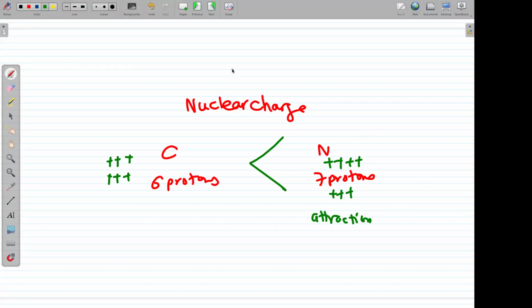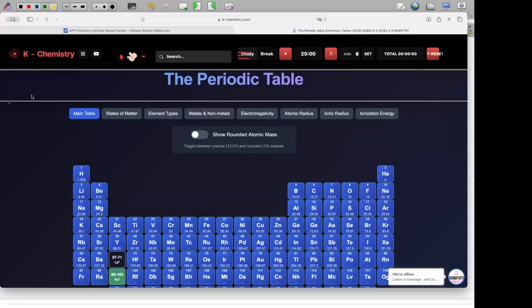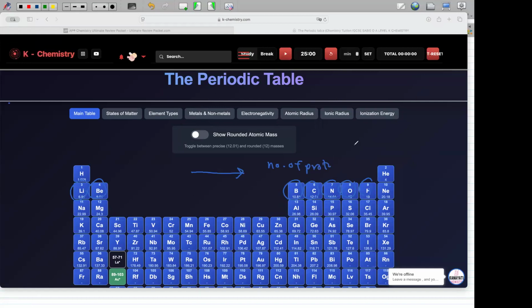So the more you go to the right in the periodic table, the more the number of protons will increase, right? Here I have only 3. Here 4, 5 protons, 6, 7, 8. So the more you go to the right, the more the number of protons goes up. Don't say number of protons in the exam. For some reason, they don't like this word. So instead of writing number of protons, write the nuclear charge. The nuclear charge increases. The effective nuclear charge increases.